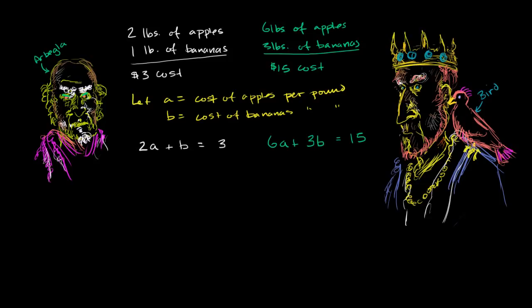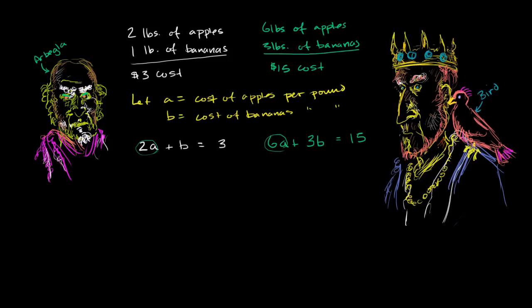So let's think about how we might want to solve it. We could use elimination, we could use substitution, whatever we want. We could even do it graphically. Let's try it first with elimination. So the first thing I might want to do is eliminate the A variable right over here. So I have 2A over here, I have 6A over here. If I multiplied this entire first equation by -3, then this 2A would become a -6A, and then it might be able to cancel out with that.